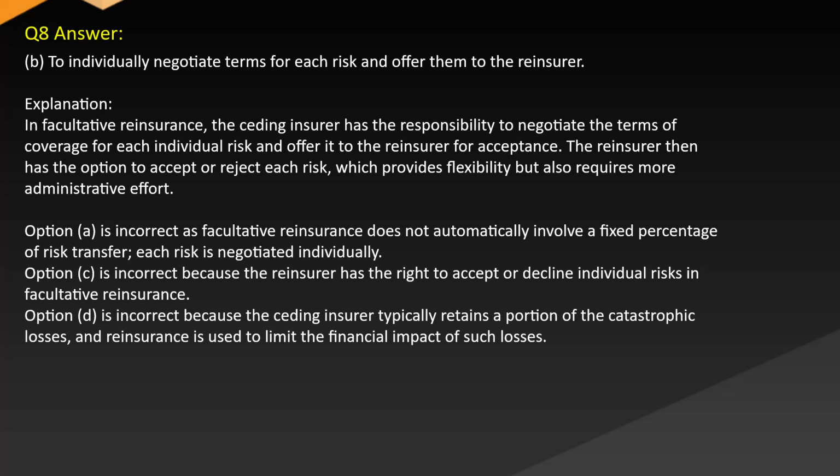The reinsurer then has the option to accept or reject each risk, which provides flexibility but also requires more administrative effort. Option A is incorrect as facultative reinsurance does not automatically involve a fixed percentage of risk transfer. Each risk is negotiated individually. Option C is incorrect because the reinsurer has the right to accept or decline individual risks in facultative reinsurance. Option D is incorrect because the ceding insurer typically retains a portion of the catastrophic losses and reinsurance is used to limit the financial impact of such losses.